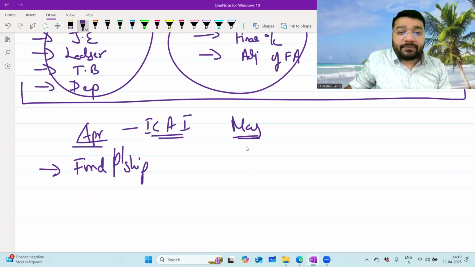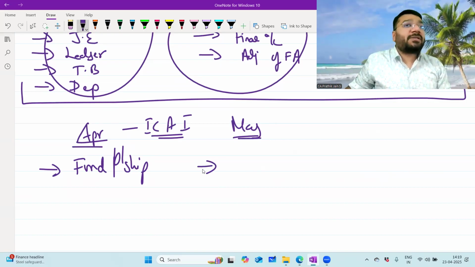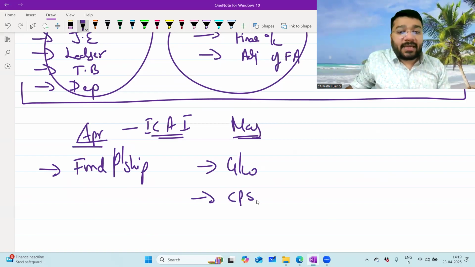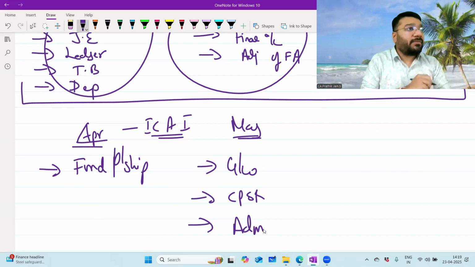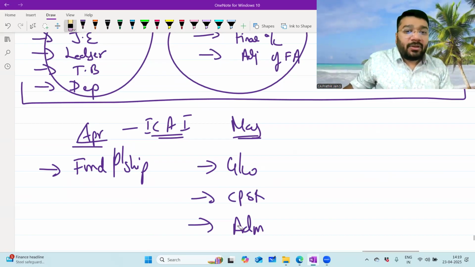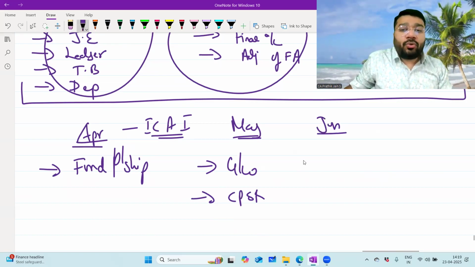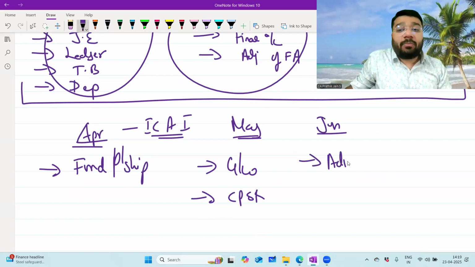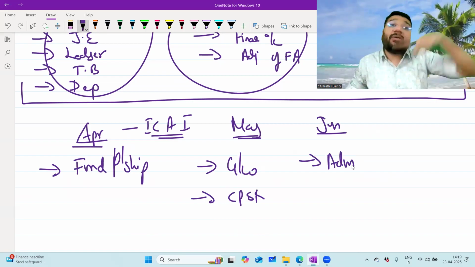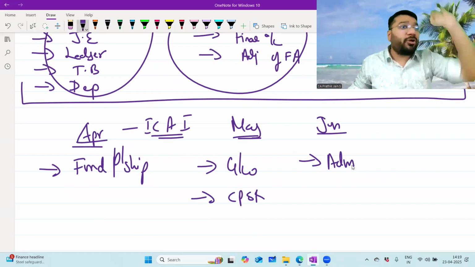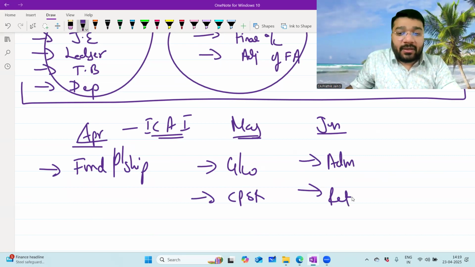May month, I'll complete 2 topics. Goodwill will be completed. CPSR will be completed. Admission, I'll start it, but not possible to complete. CPSR will complete it. So this question you have to finish in your ICAI module. June, I'll be completing the admission topic. Immediately, if I complete admission, you have to start the questions from the admission of the ICAI module. Retirement.